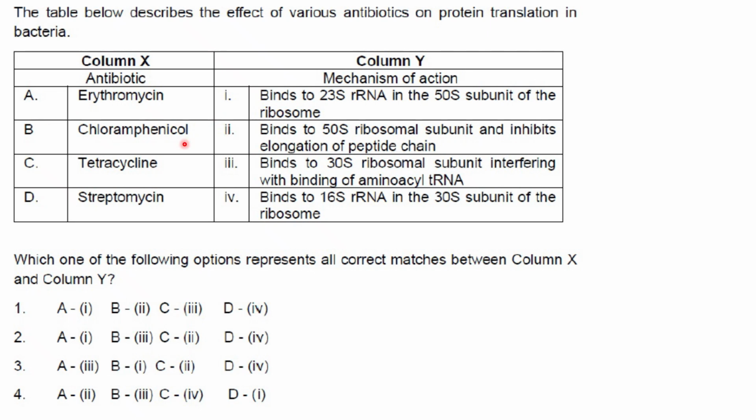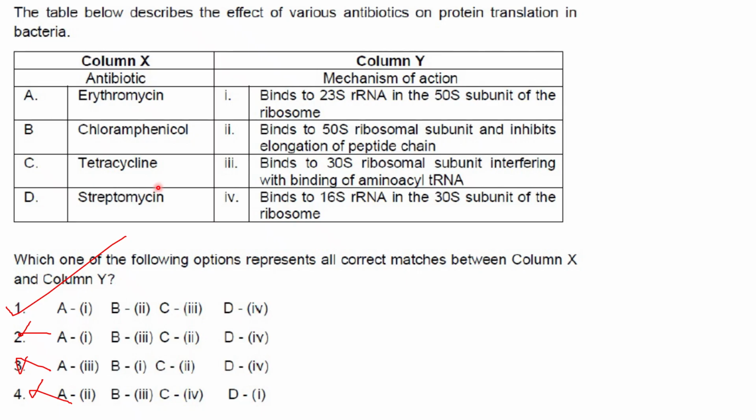Then chloramphenicol, again the one which binds to the 50S subunit and inhibits the peptide bond formation. So chloramphenicol binds to the 50S subunit and inhibits elongation of the peptide chain. Yes, new peptide bonds will not be formed. So B2. That means option 1 is the right answer. See, here B3 they have given, so that is not correct. A3, A2 again wrong. So what is left out? 1.